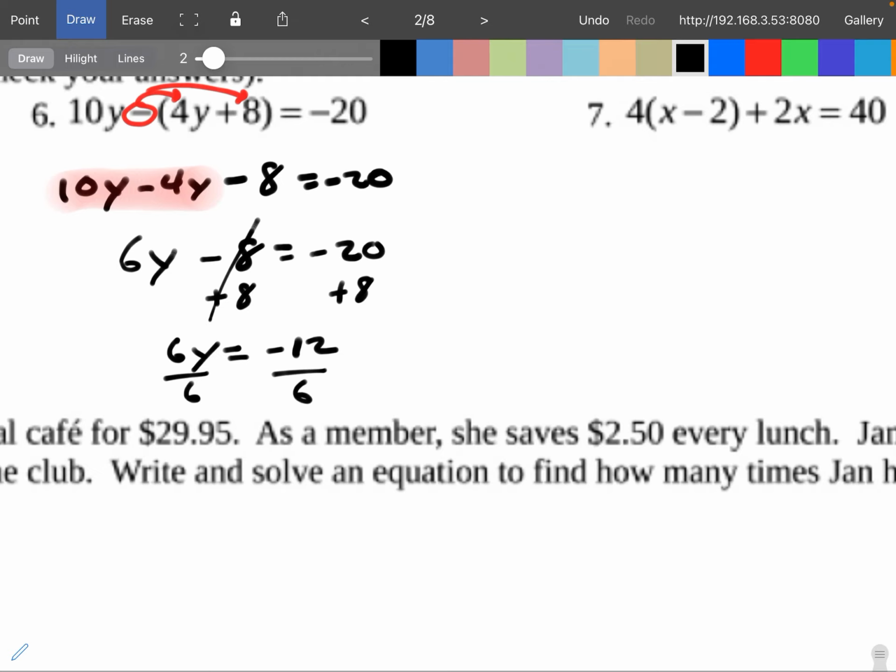Good, yep, divide by 6 on both sides, so we're just dividing by whatever number's in front of that variable. So that coefficient in front of y is 6, right? So we just divide both sides by 6. And then these cancel out and make 1, so we have 1y equals, and we got negative 12 divided by 6, that's negative 2. All right? Any questions on that one?